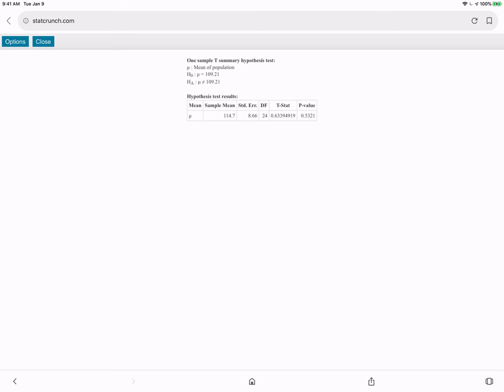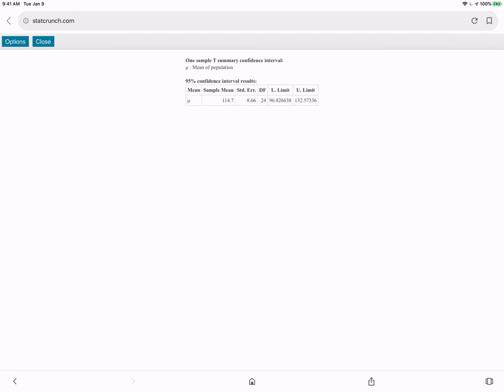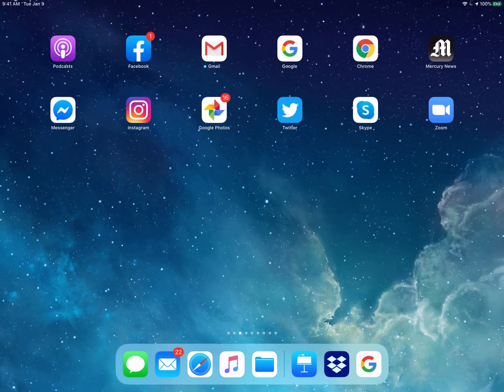So now I'm going to edit this to have it do a confidence interval instead, because we haven't done that yet. We simply click on the confidence interval link, and we compute. And so we see a lower limit, and I'm just going to round this off to dollars and cents, a lower limit of $96.83, and an upper limit of $132.57. So let me record that on the slide and talk about how that agrees with our hypothesis test conclusion.